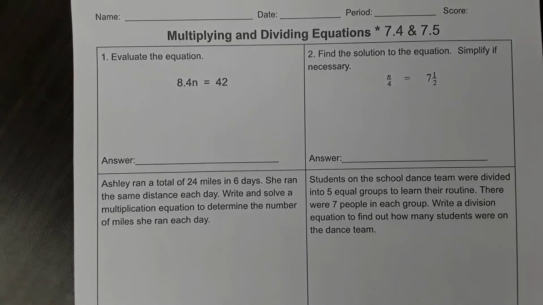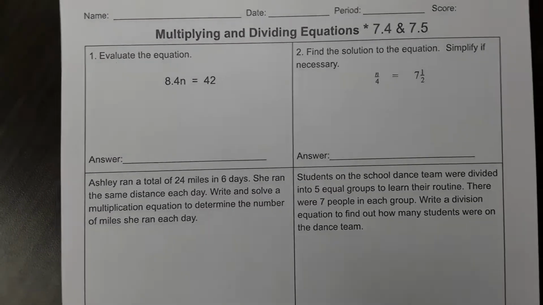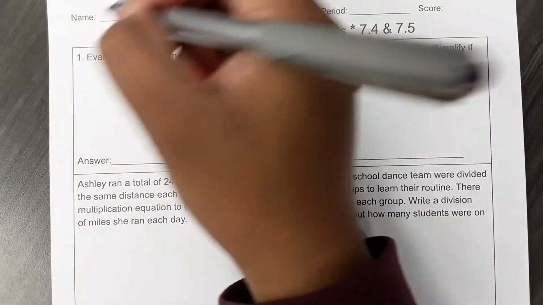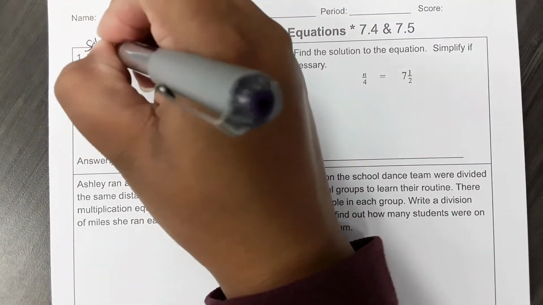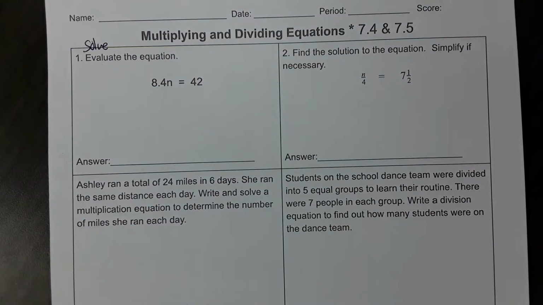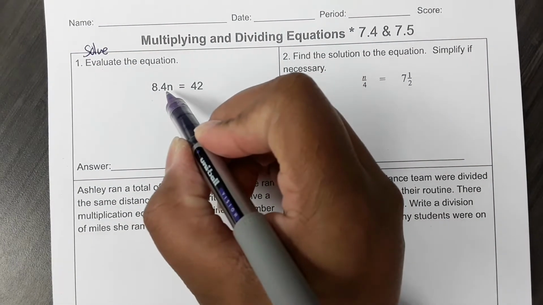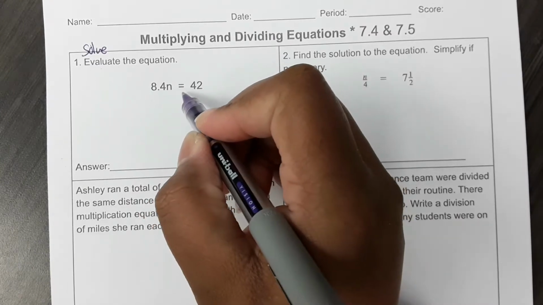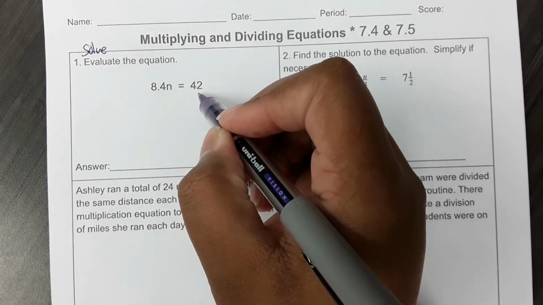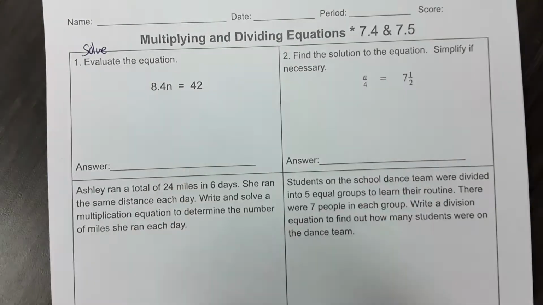All right, let's do these test corrections for multiplying and dividing equations. Evaluate the equation. We know evaluate is just a fancy way to say solve. Here we go. We have our coefficient 8 and 4/10. It gets multiplied with n. Together, they're going to equal 42. So their product would be 42.